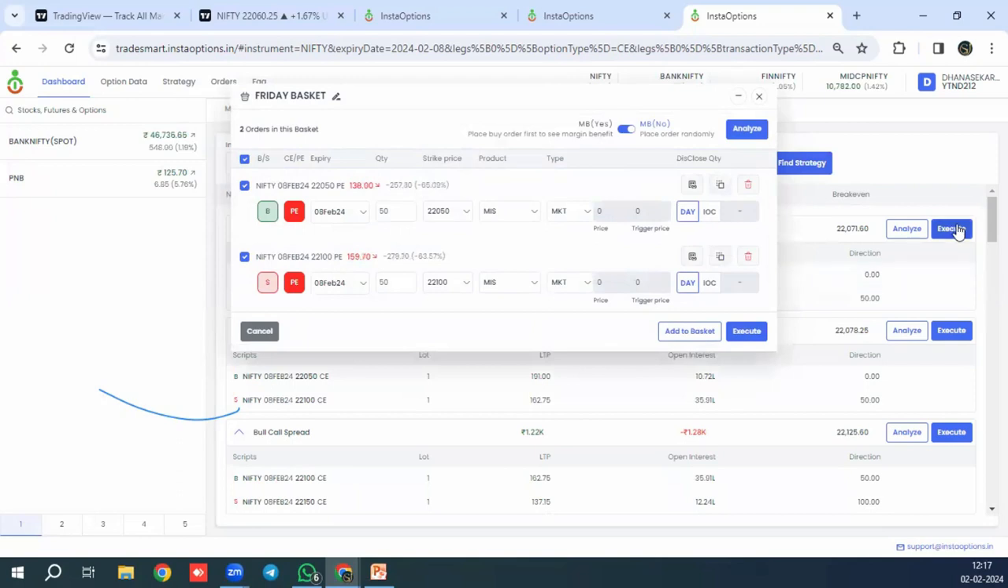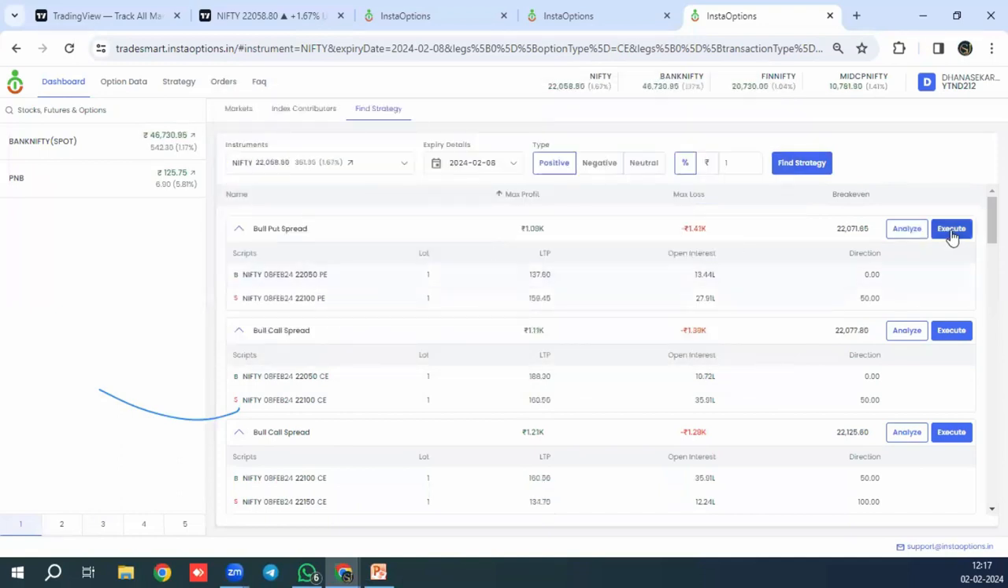You just need to click execute here and then execute in live. Okay. As soon as we click this, it is going to execute. So let me execute this. Okay. This is a spread, right? Okay. So execution is damn easy.